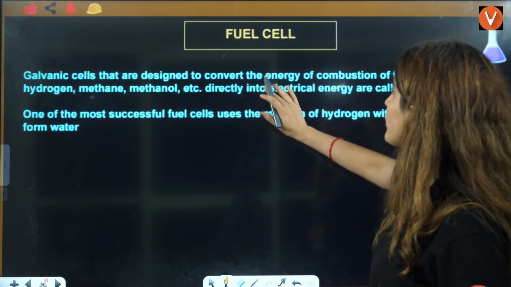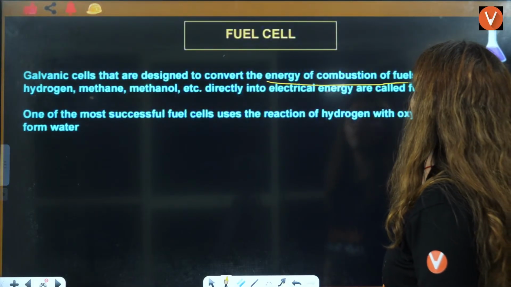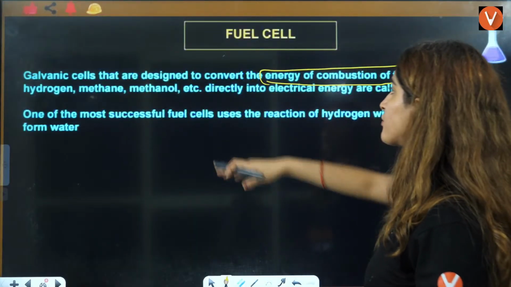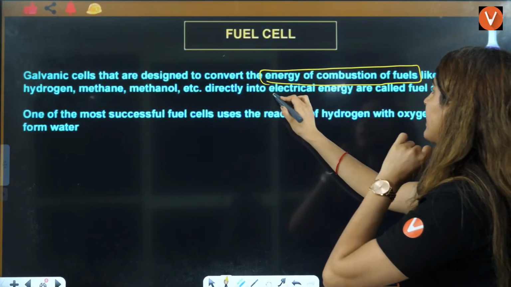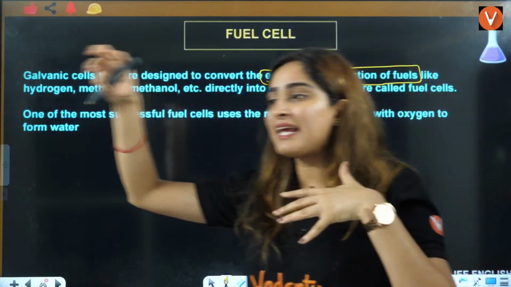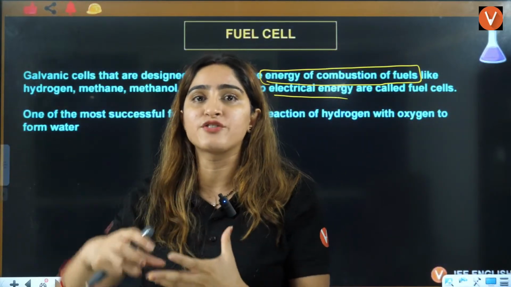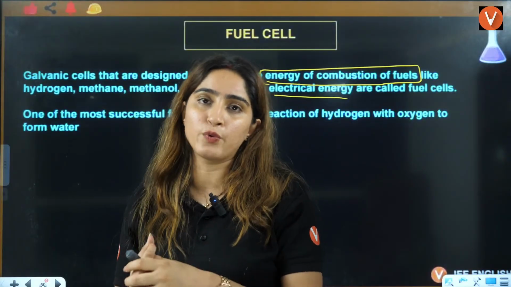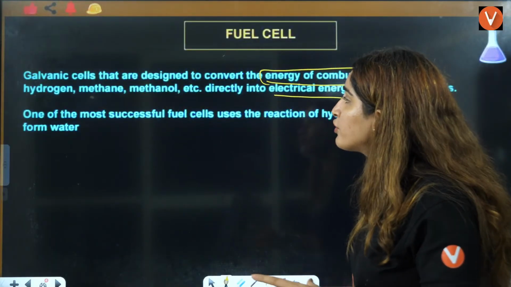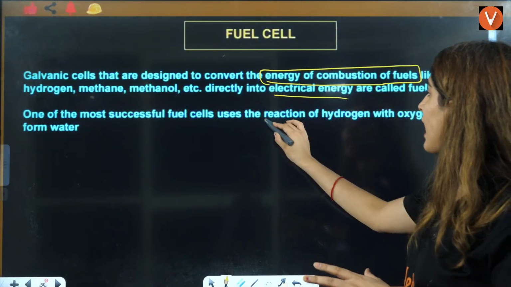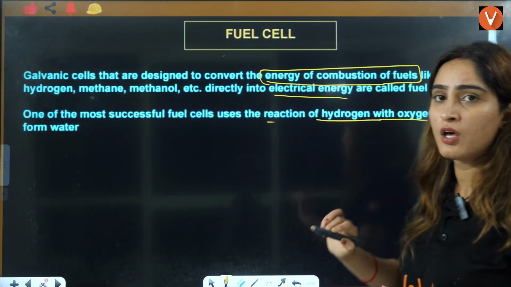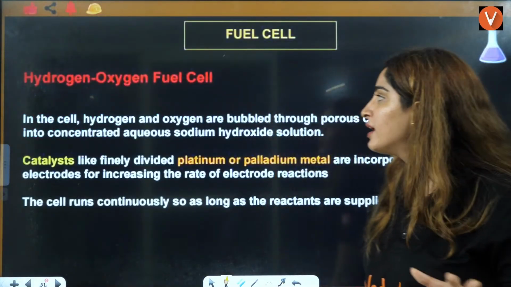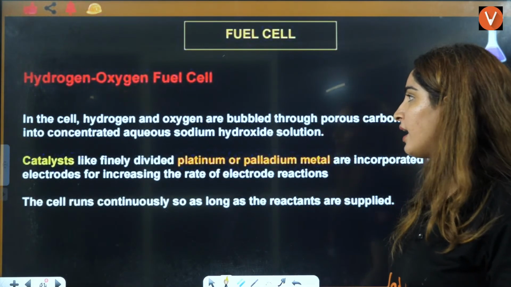These are galvanic cells that are designed to convert the energy of combustion of fuels like hydrogen, methane, methanol, etc., directly into electrical energy. So these energies are directly converted to electrical energy, right? It's a very good resource that we have, right? One of the most successful fuel cells is used for the reaction of hydrogen with oxygen to form water, right? That's a very interesting one, and that is happening in our India as well.